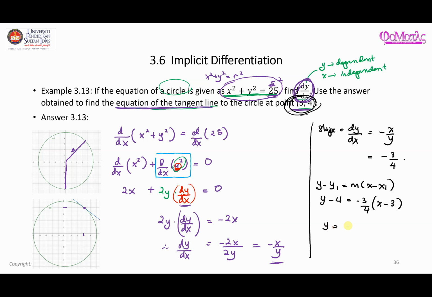So you will get y is equal to negative 3 over 4 x plus 9 over 4 plus 4. And this is equal to negative 3 over 4 x plus, here is going to be 16 over 4, and 16 plus 9 is going to be 25 over 4. So that is the equation of the tangent line to the circle at this particular point. Okay, that's all for now.